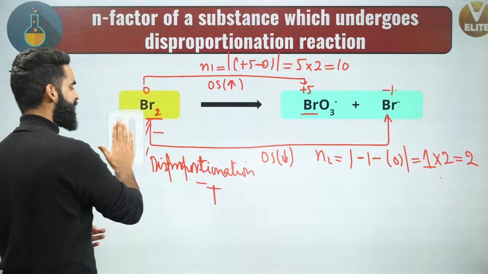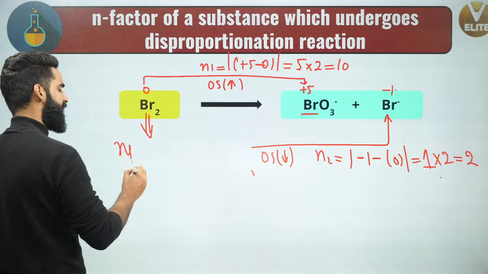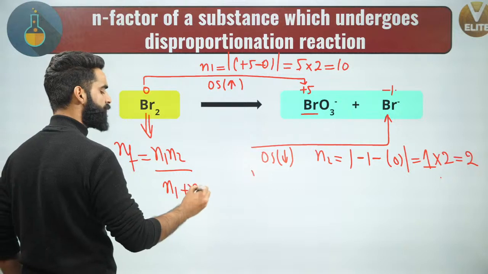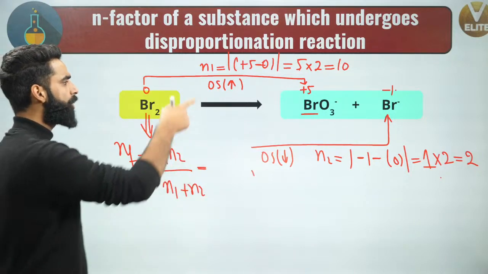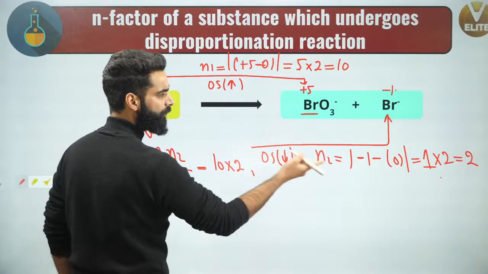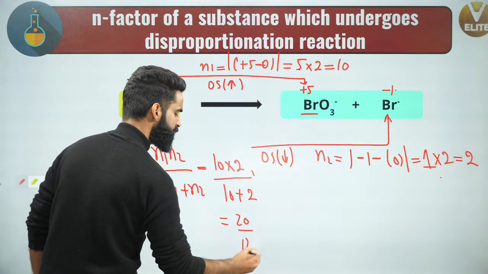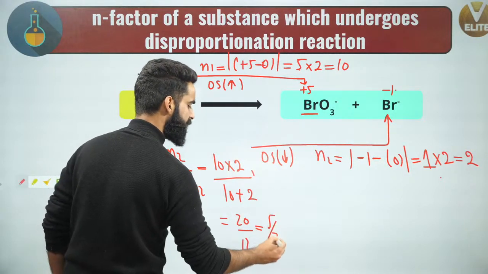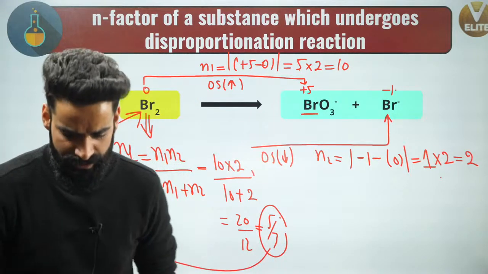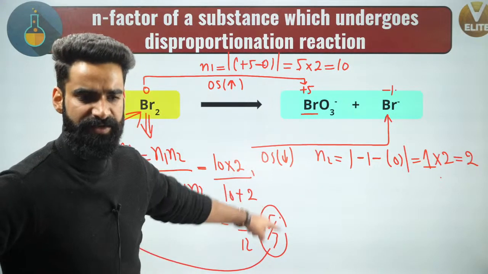Remember, whenever you have any substance undergoing disproportionation, how do we calculate the N factor of that substance? The N factor is simply N1 times N2 divided by N1 plus N2. I got the value of N1, which is 10, and the value of N2, which is 2, divided by 10 plus 2. Isn't it going to be 20 divided by 12? That is 5 by 3, the N factor of this Br2. If you have its N factor, you can calculate its equivalent mass by simply dividing its molar mass by the N factor, which is 5 by 3.